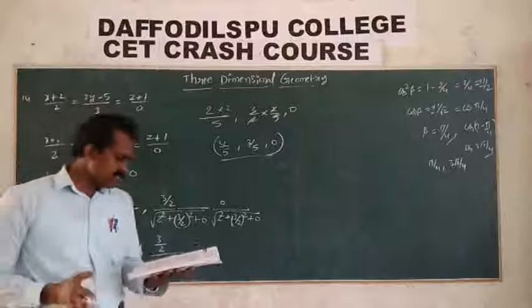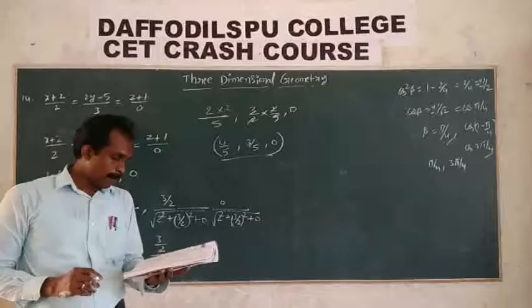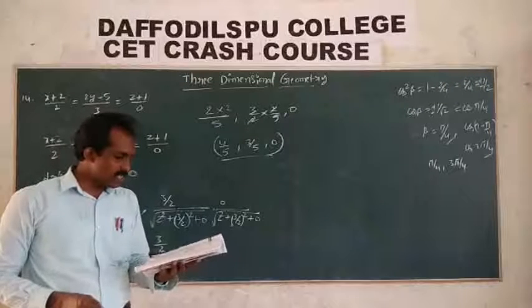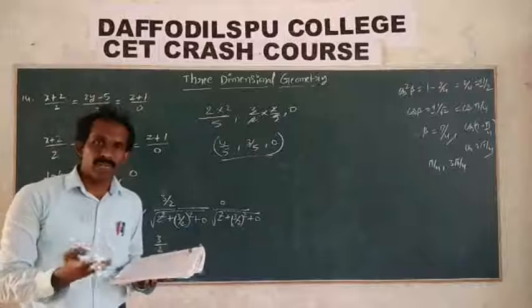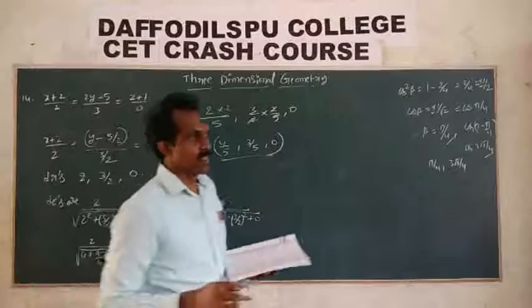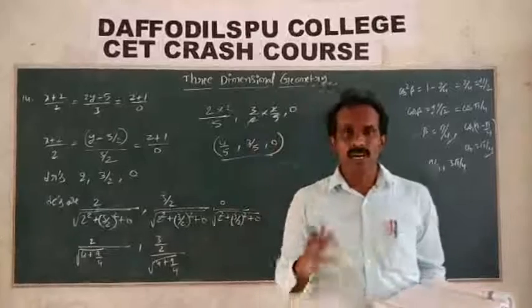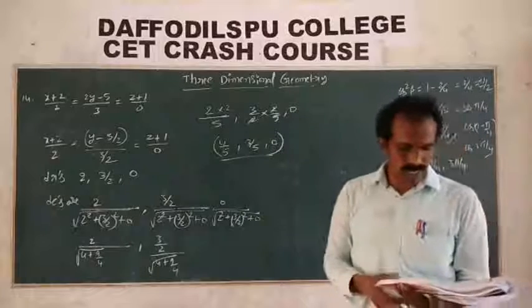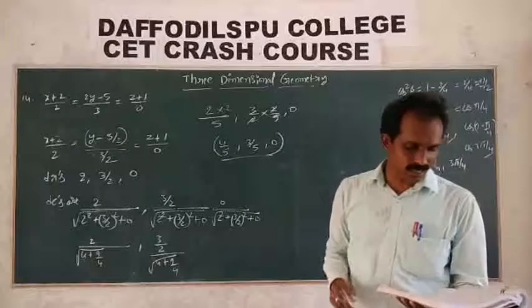The direction cosines of the straight line given by the planes x is equal to 0 and z is equal to 0. That means x is equal to 0 and z is equal to 0, that is nothing but the y axis. The y axis direction cosines are 0, 1, 0. Okay, that line is here. So the fourth option is the correct answer.